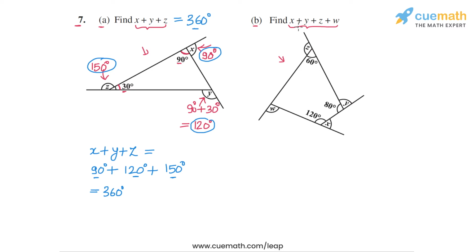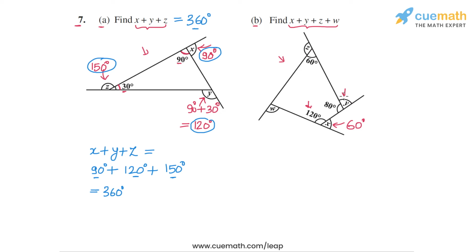Now let's see what we get as the sum of x plus y plus z plus w in part B. And again, x, y, z and w are the four exterior angles at the four vertices. So we are basically being asked to calculate the sum of the exterior angles. So let's find each angle first. x is this angle here. It forms a linear pair with this angle marked 120. So x will be 60 degrees because the sum has to be 180.